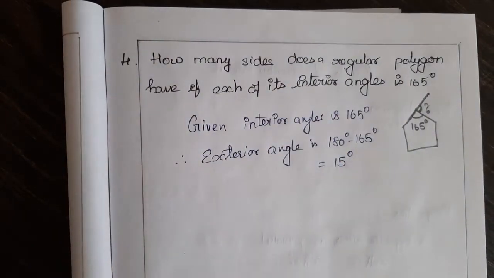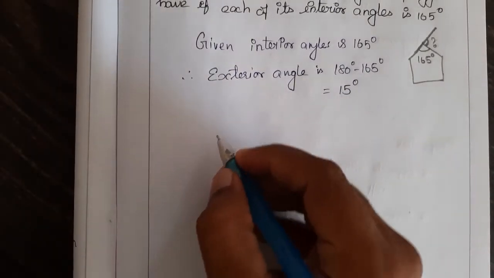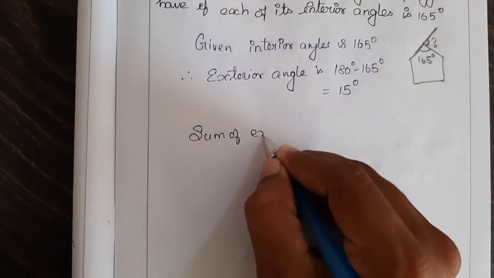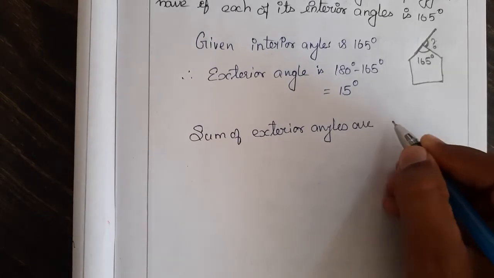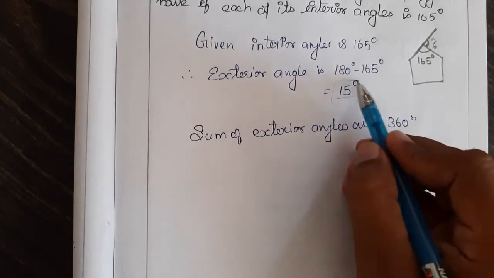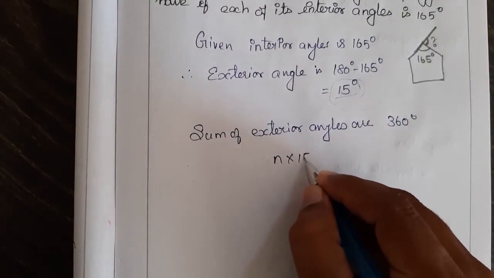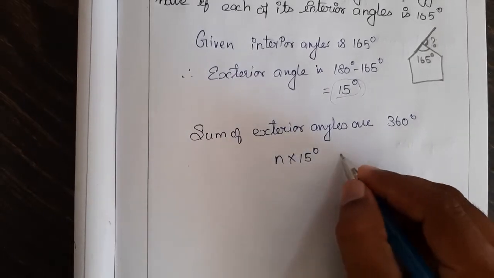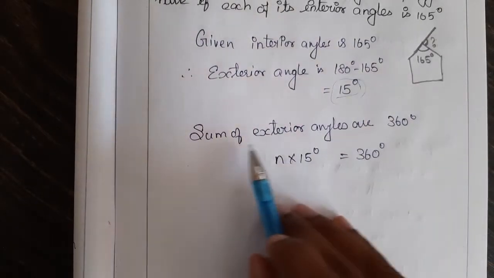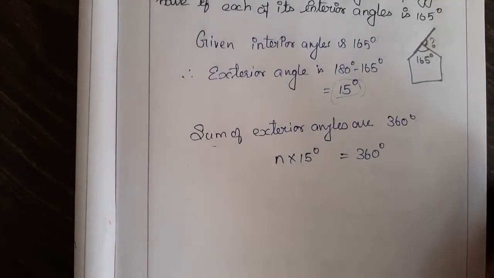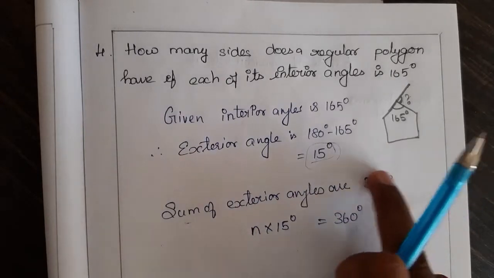We need the number of sides, the same as in the previous problem, right? The sum of exterior angles is 360 degrees. Each is 15 degrees. We don't know how many sides, so we consider it as n. So n angles will be there, and n into 15 degrees should be 360 degrees. That's what the sum of exterior angles of any polygon gives, right? This formula, always remember, holds for any polygon. Here it's given as a regular polygon, but it can be any polygon, and we can use this condition.